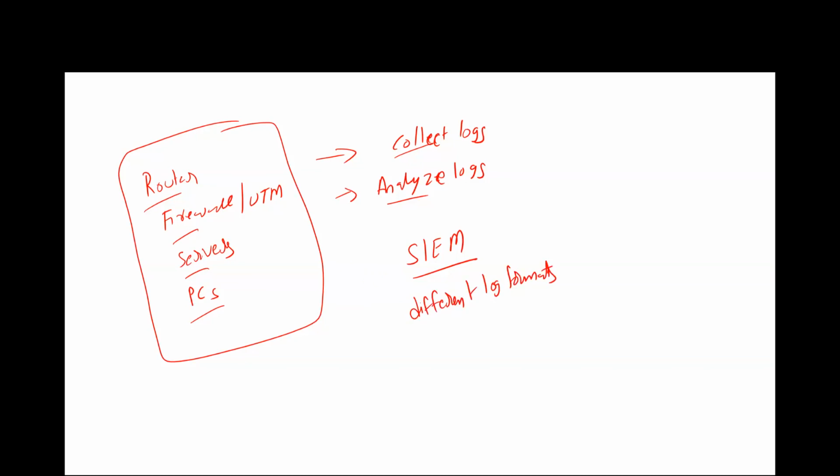Not only understanding different kinds of log formats, it has to receive the log messages and do the analysis. And when we speak about analyzing the log messages, there's one specific thing that SIEM is supposed to do. It has to perform correlation of all the log messages. Now, what is correlation?